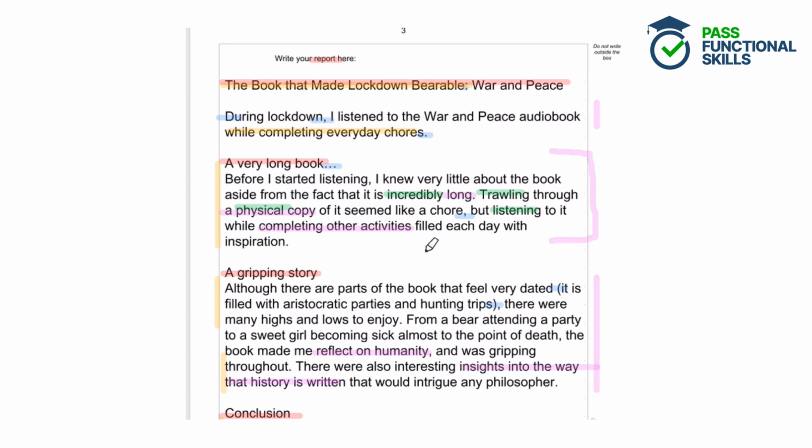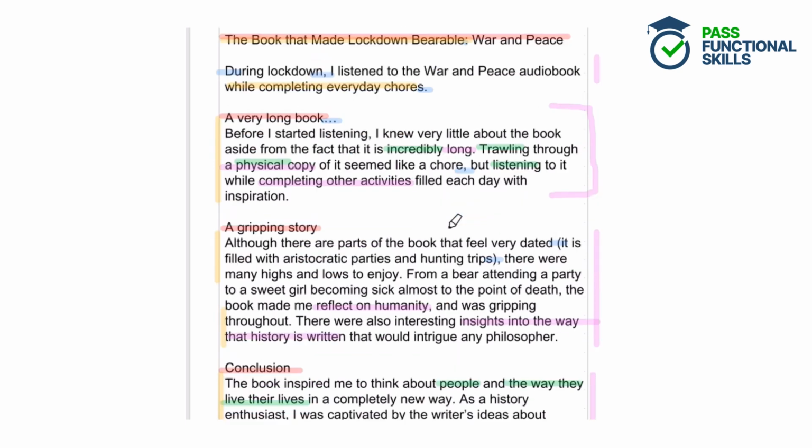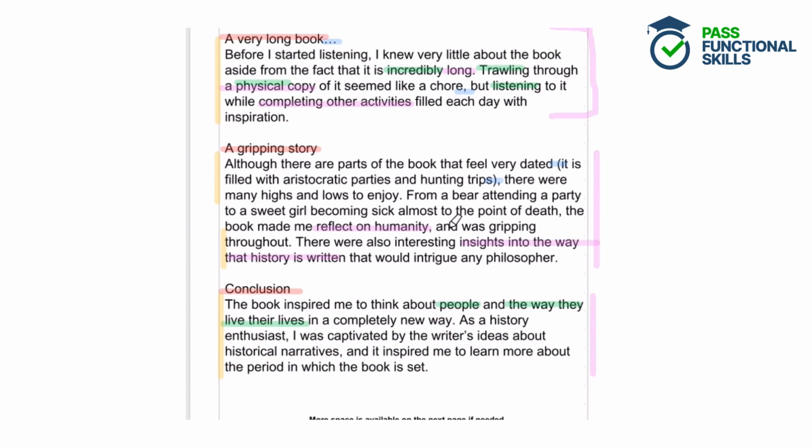It's generally written in quite a positive tone, so we want to persuade the reader that this is an inspirational book, and a lot of different persuasive methods have been used to try and get the reader interested. So for example, we have words like gripping to try and persuade the reader that the book is really interesting, and it has highs and lows to enjoy. We've also got words like captivated and inspired. So we're trying to persuade the reader here using this sort of positive tone and positive emotive language.